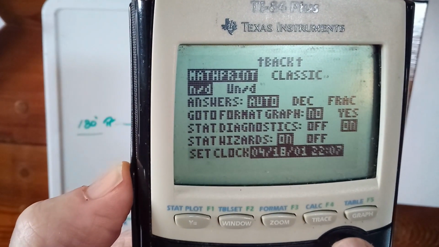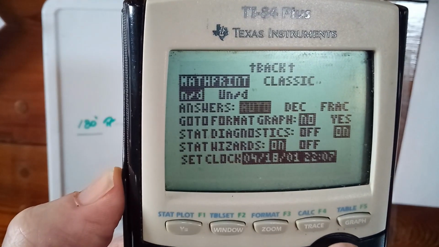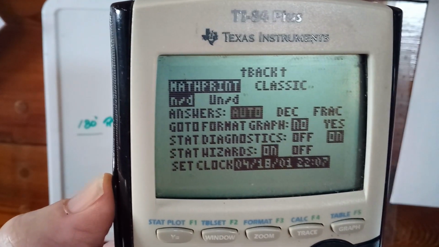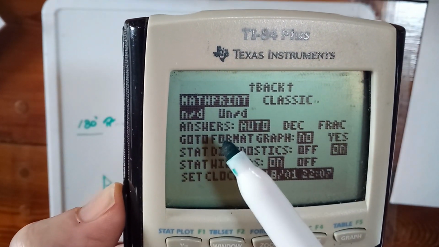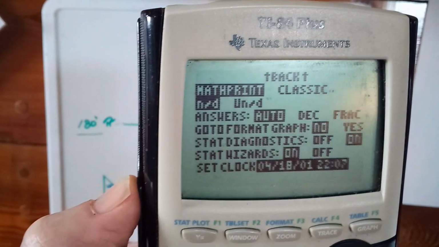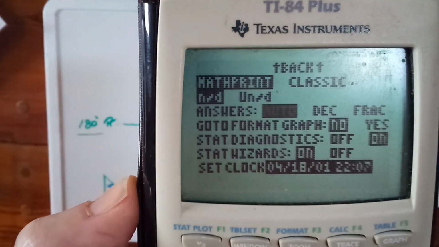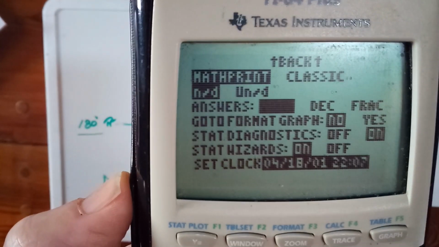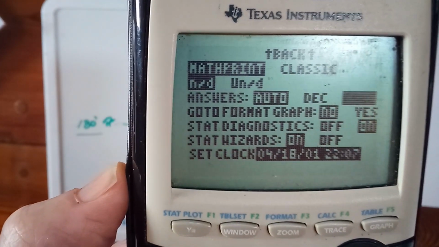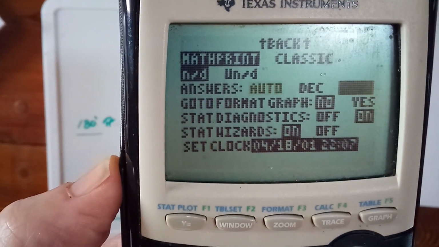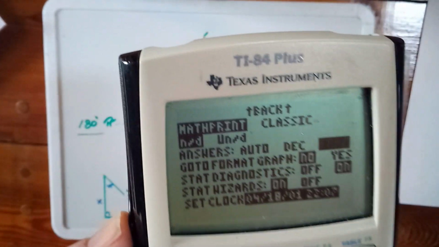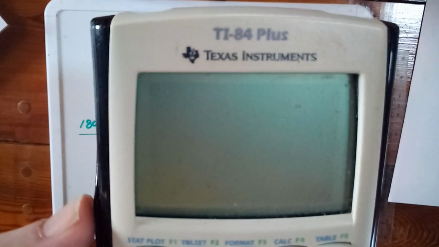It's not much shorter, and I'm going to go up here to where it says answers. And as you can see, the auto is flashing right now. So for the most part, it gives a decimal answer. But if I'm only working with fractions, I can cursor over to fraction and hit enter. And now it's going to give me all my answers in fractions. So let's look at it again.